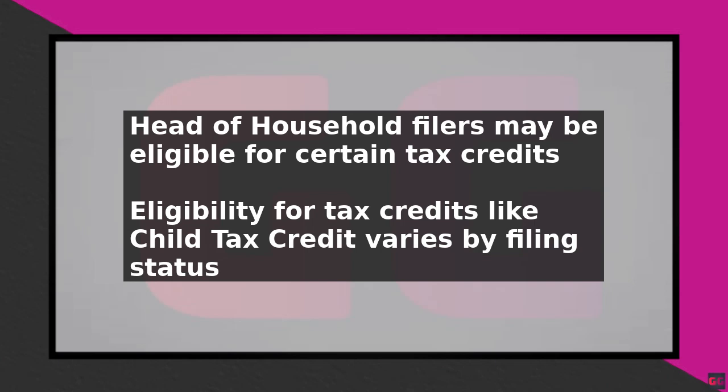In conclusion, understanding the differences between the single and head of household filing statuses is crucial to ensure you are taking advantage of the best tax benefits available to you. If you are an unmarried individual with a qualifying dependent, filing as head of household can result in a lower tax bill and a higher standard deduction. It's always best to consult with a tax professional to determine the best filing status for your specific situation and to ensure you are in compliance with all tax laws and regulations.